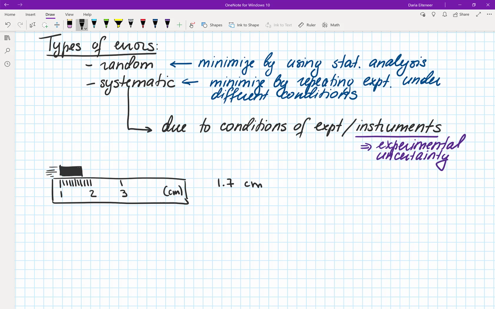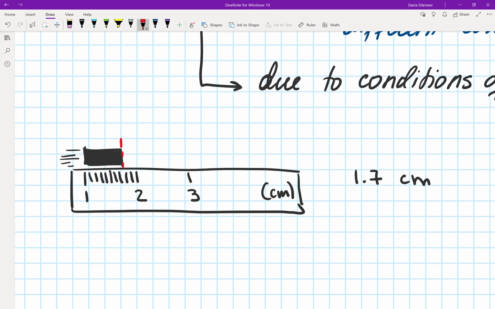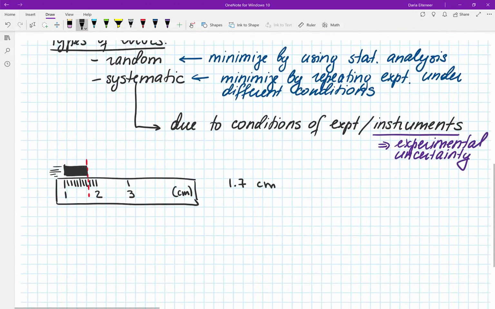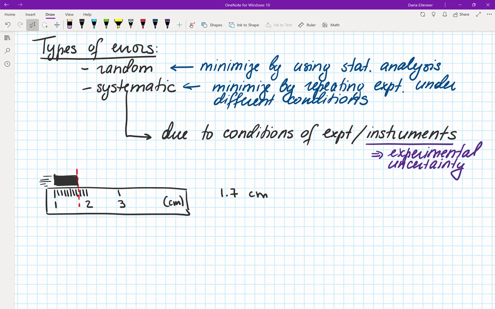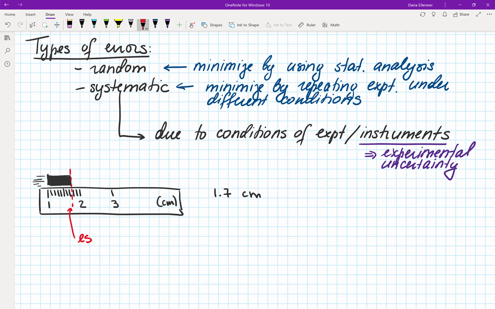Not really. If you zoom in and look at where the edge of the object falls, it doesn't fall on exactly that little line. Sometimes it does, but in this case it does not. That means we can actually get an extra digit, an extra decimal place in making this measurement, but that extra digit is always estimated. So this is an estimated digit.